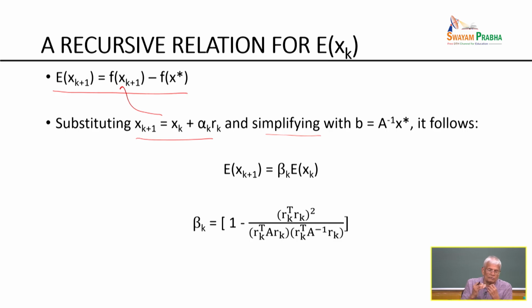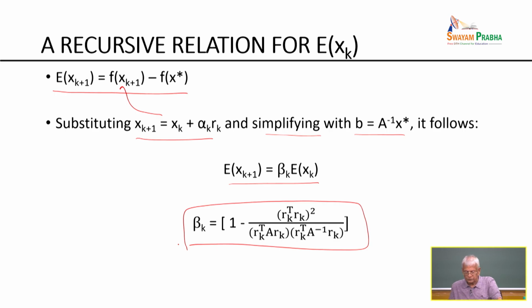Please understand, along every way there is a verification, there is a homework problem. Every time I say simplify or verify, these are all little local homework problems that you need to do to get the full aha of the method. With b equal to A times x star, it follows, by simplifying, that E of xk plus 1 is equal to beta k times E of xk, where beta k is given by this relation. Please understand, everything depends on the definition of f. What is f? f of x is equal to 1/2 of x transpose A x minus b transpose x plus c.